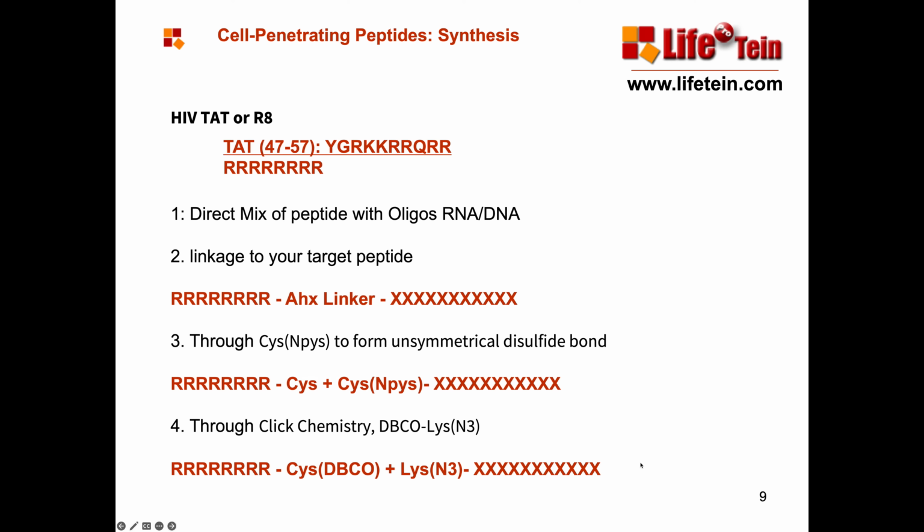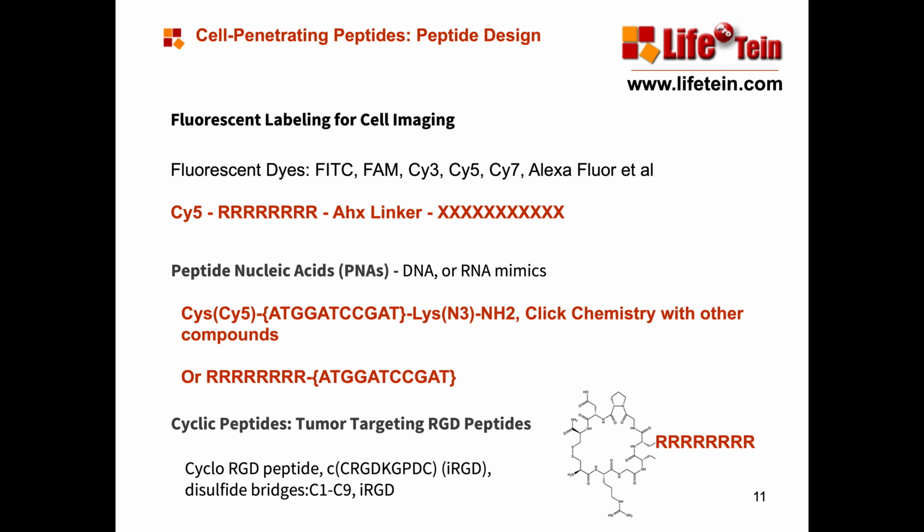Let us move to the other scenarios. If you would like to track the peptides in live cells, fluorescent dyes can be added. We can do FITC, FAM, Cy3, Cy5, Cy7, and Alexafluor. This design will give direct evidence that your target is inside the cells.